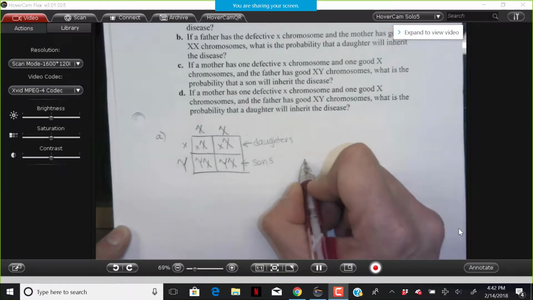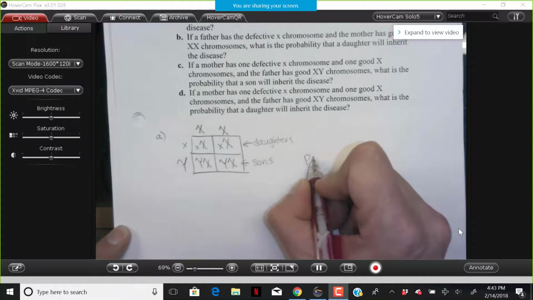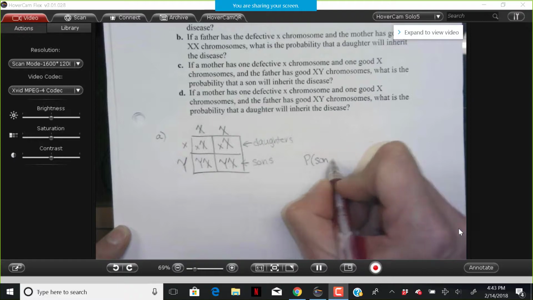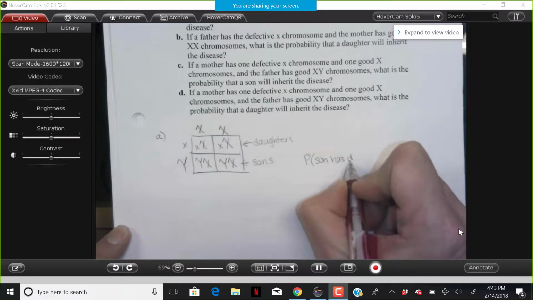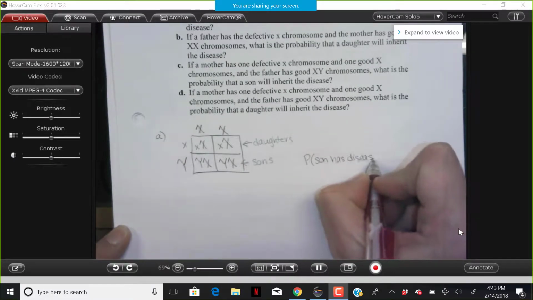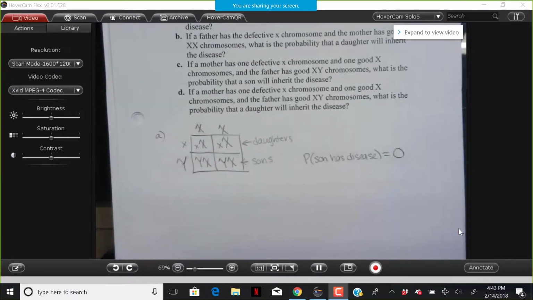So what is the probability that the son has the disease? 0, right? There's no way he could get the disease.